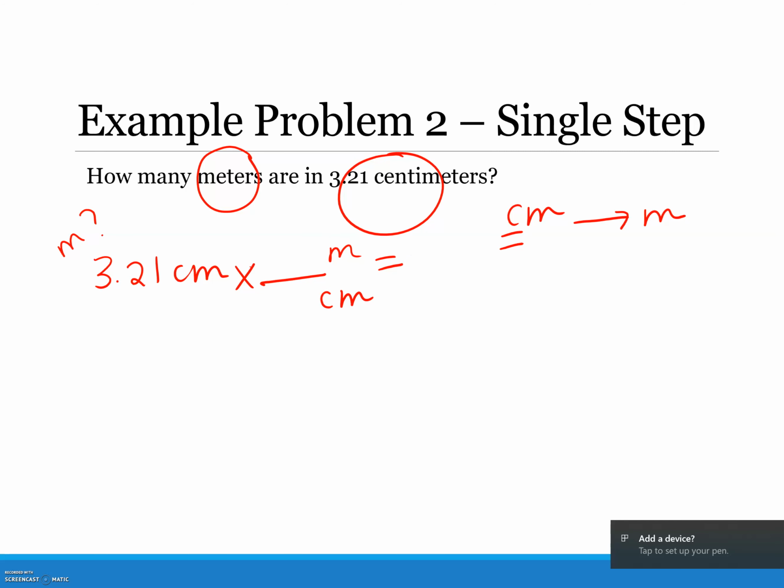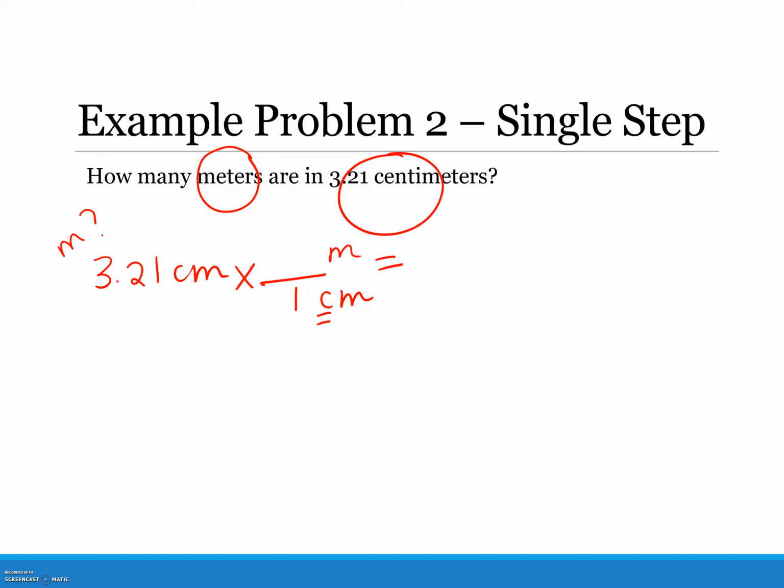We give the 1 to the thing with the prefix, which is centi, and the metric system constant to the base unit, which is meters. And the metric system constant for centi is 1 times 10 to the minus 2. Centimeters cancels, and you're left with meters, which is what the problem asks you for.